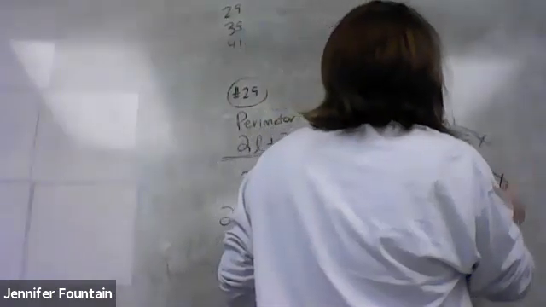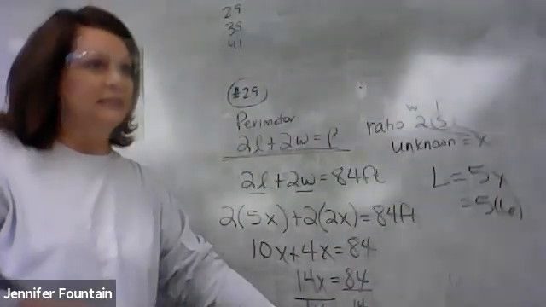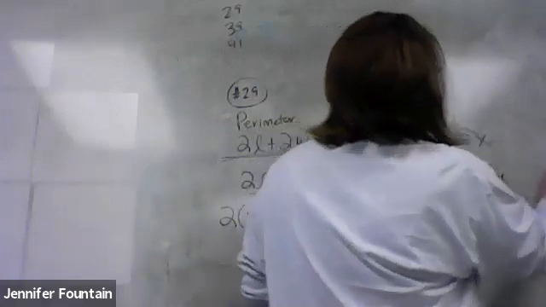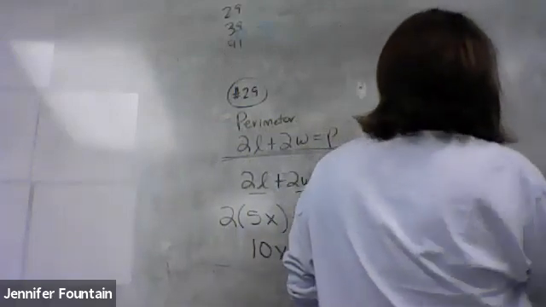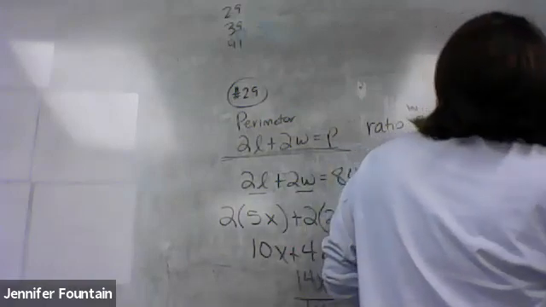So now that means I've got to multiply 5 times 6 because x is 6. So 5 times 6 is 30 feet. My width, we said, was 2x. So I'm going to have 2 times 6, which is 12 feet.